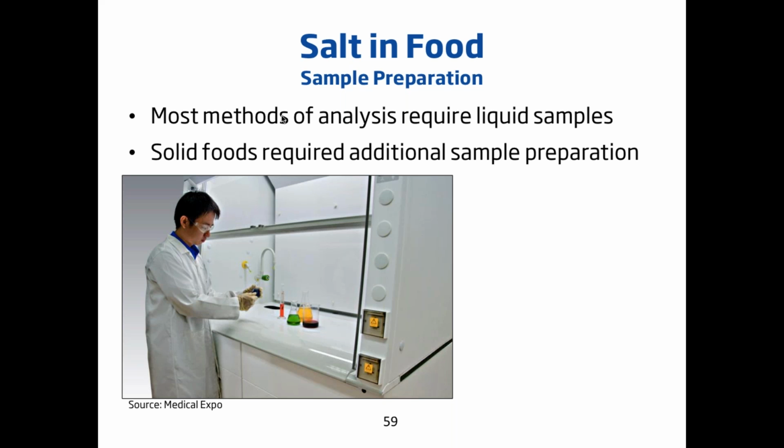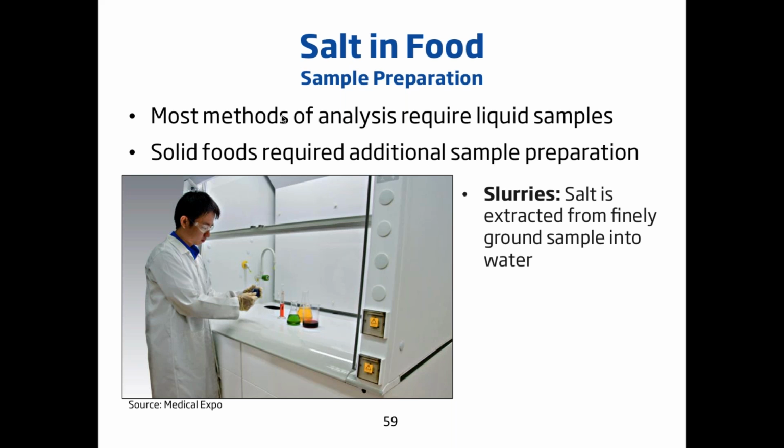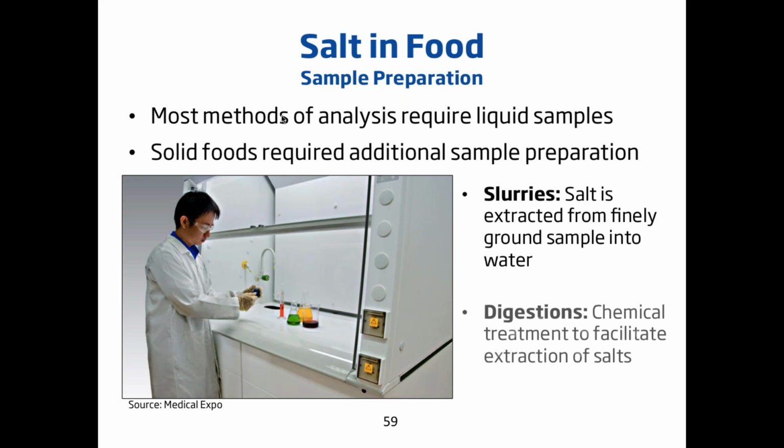So for salt, most methods of analysis require liquid samples, so solid foods might require additional preparation. Depending on what kind of method you're trying to comply with, you may need to prepare a slurry, which is basically food mixed with deionized water in which the salt is extracted. Or you might need to do a chemical extraction of that salt using something called a digestion. This typically will require a strong acid or a strong reducing agent. And this allows us to get salt that might be bound in particles that otherwise wouldn't be extracted in water.